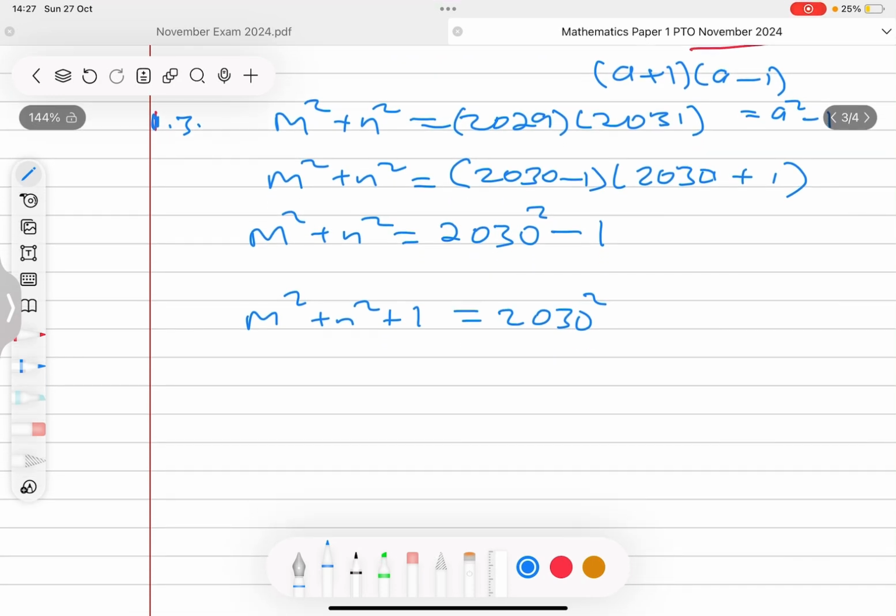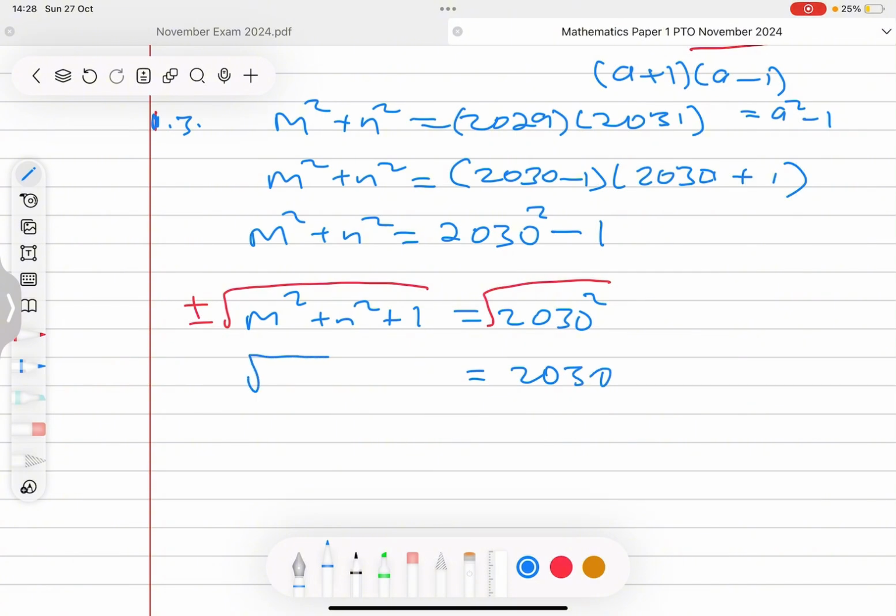But I want it in a form that it has a square root, right? So this means I can put a square root this side, it will be plus or minus, and I put a square root as well this side, to remove that square. So here we will have 2030, but this side will have the root of m squared plus n squared plus 1. So this will be my final answer, hence proved.